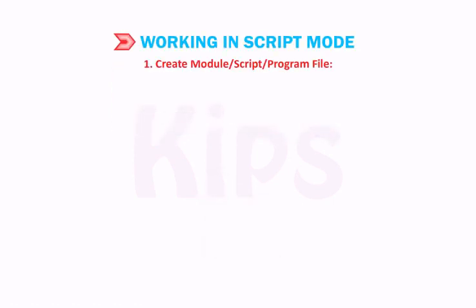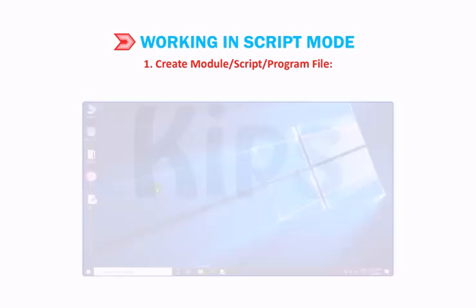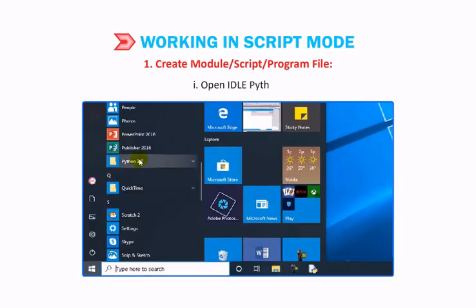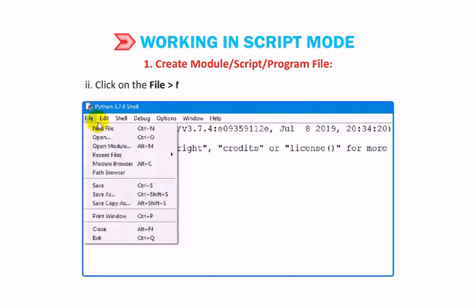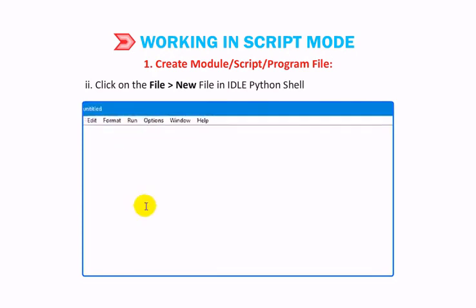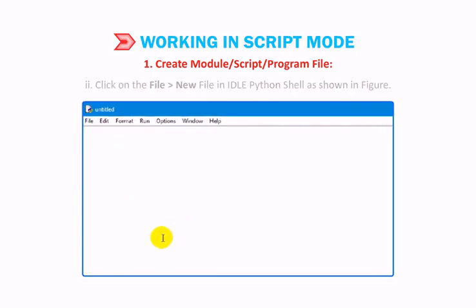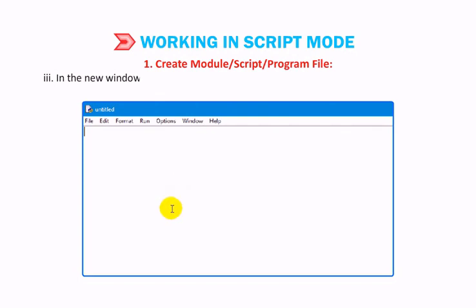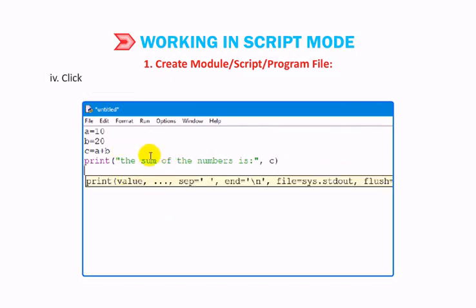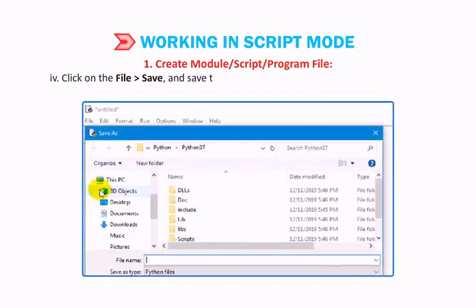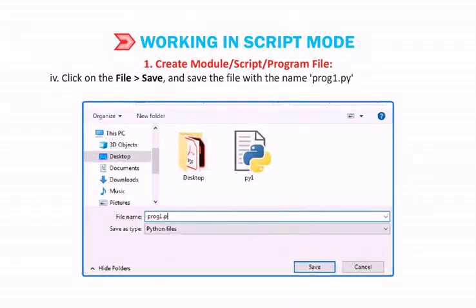Number 1. Create module or script or program file. 1. Open IDLE Python. 2. Click on File, then go to New File in the IDLE Python shell as shown in the figure. 3. In the new window that opens, type the commands you want to save as a program as shown in the figure. 4. Click on File, then go to Save and save the file with the name program1.py, where .py is the extension for Python files.